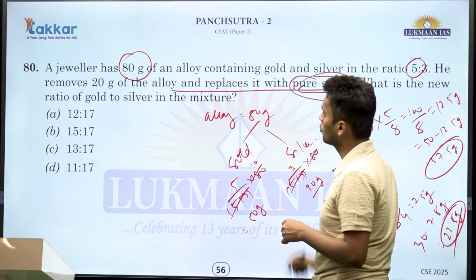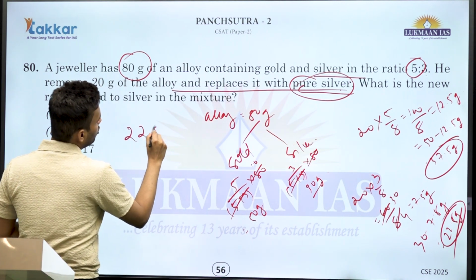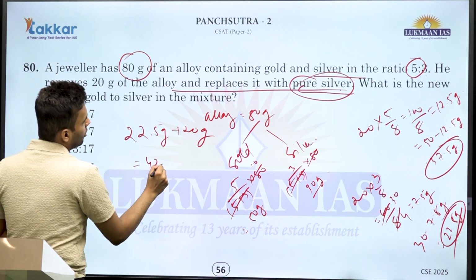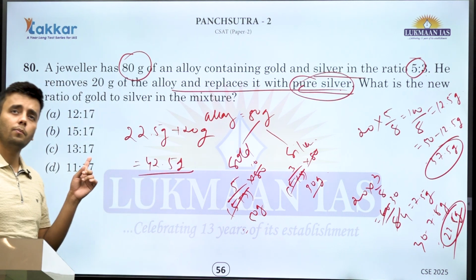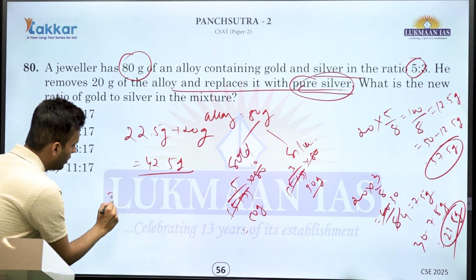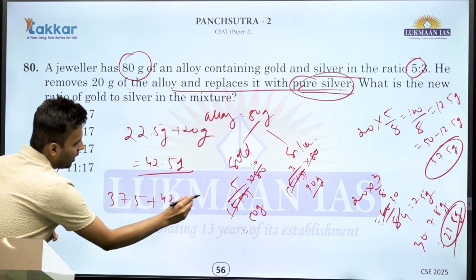Replaces with silver. So 20 grams of silver is being added. Now we have 22.5 grams, and 20 grams of silver is being added, so the total amount of silver will become 42.5 grams. Okay. Now we have 37.5 grams of gold and 42.5 grams of silver. So what is the ratio? 37.5 to 42.5.